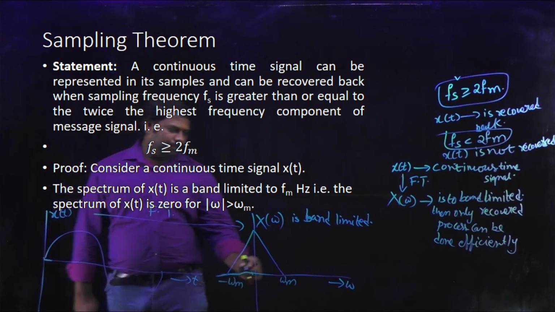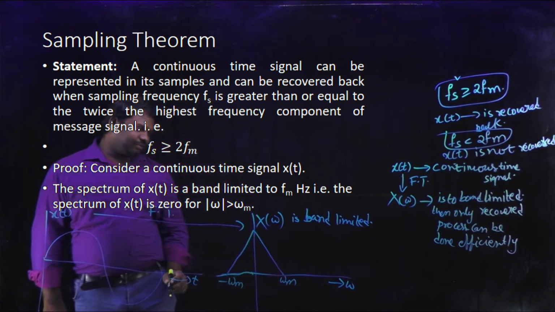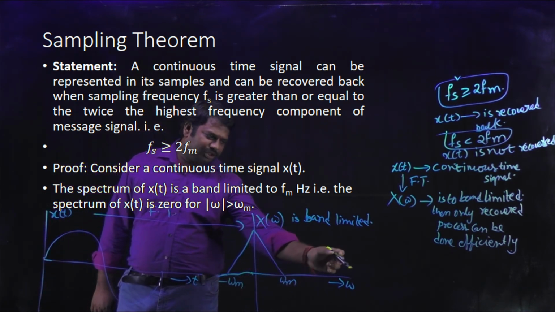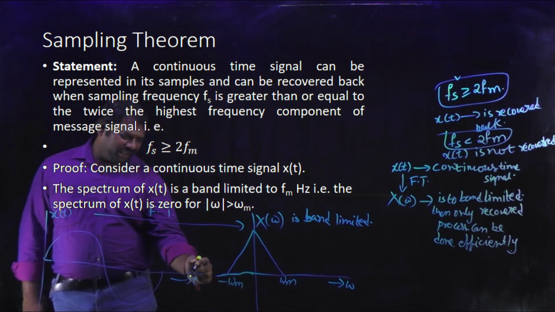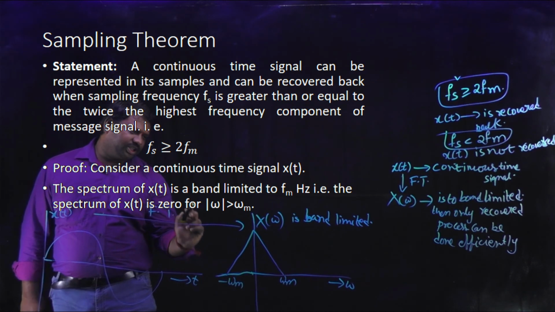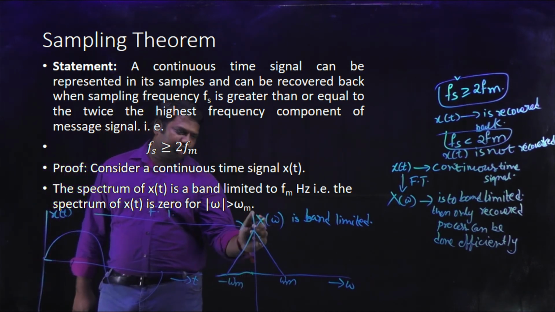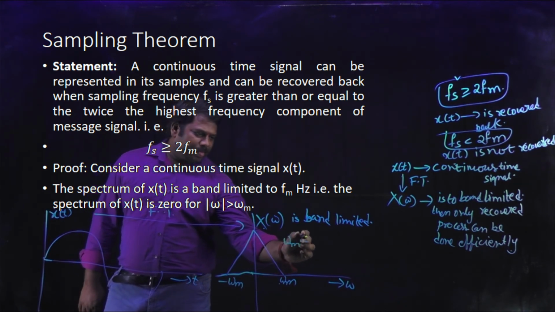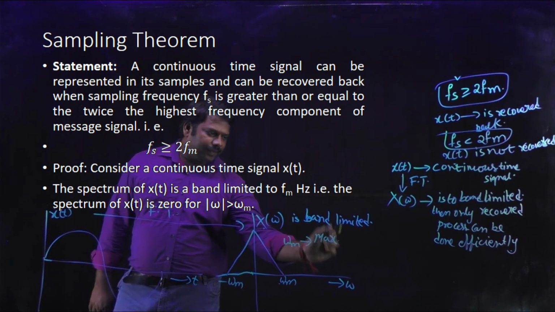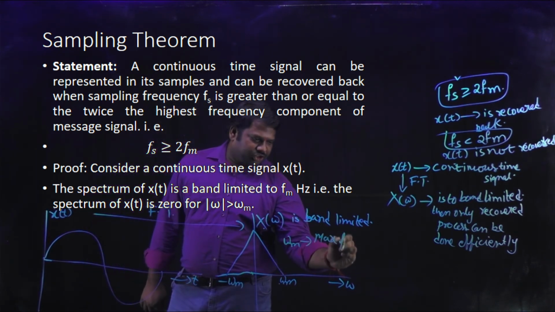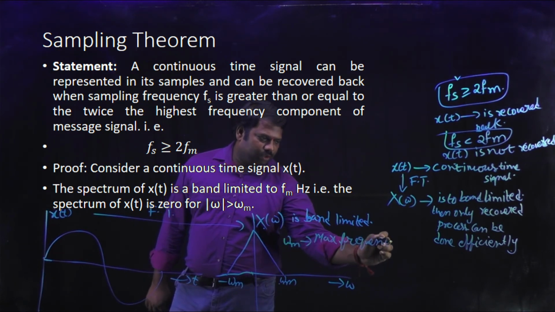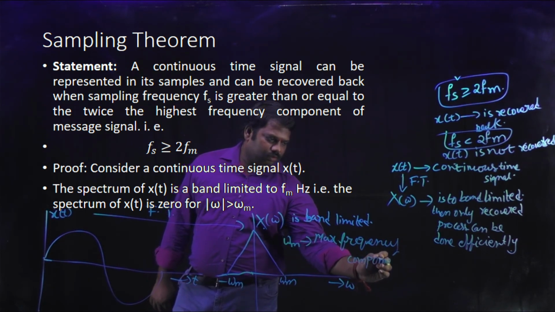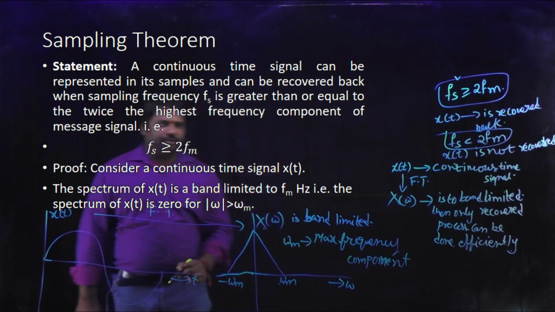Plus Wm. That means this particular function says that beyond this Wm the frequency component values will be zero, and beyond minus Wm the frequency components are 0. That means the frequency components of x of omega will be band limited up to Wm, where Wm is the maximum frequency component.